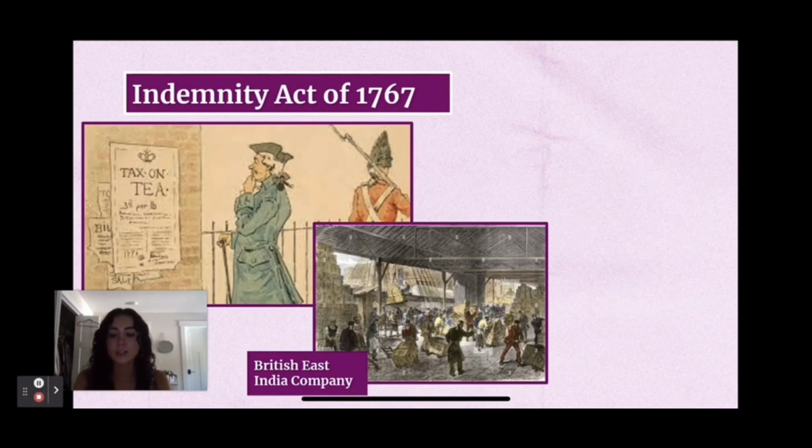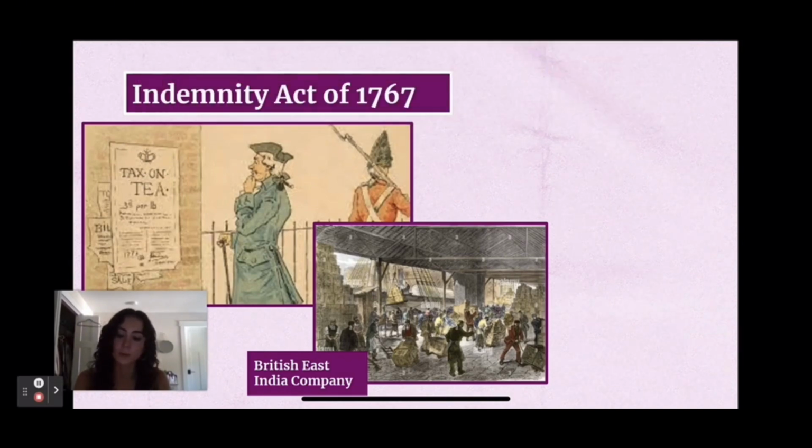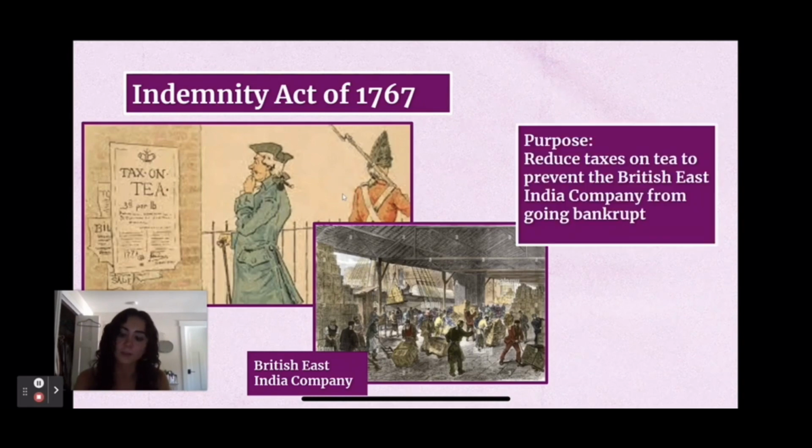The British East India Company was going bankrupt because the colonists were smuggling Dutch tea, even though, including taxes from Britain, tea from Britain was cheaper, and the colonists were doing this in defiance of the British government. They didn't want to give more money to support the economy. Part of the overall purpose of this act was to save the British East India Company from bankruptcy.